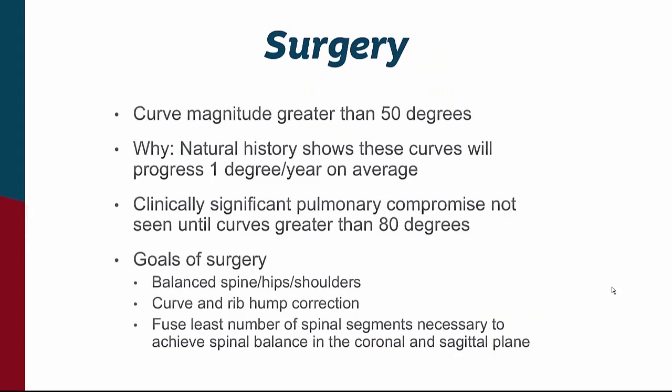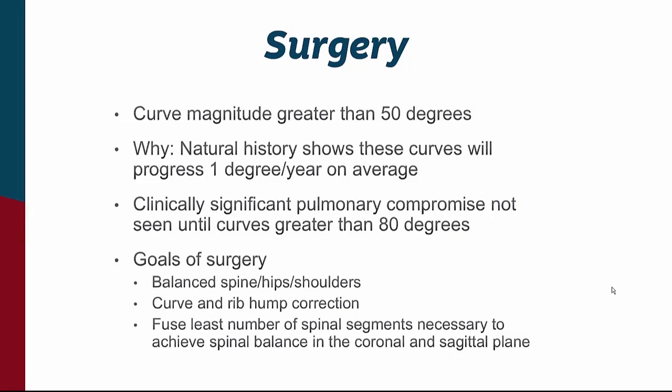Often when curves fail bracing or are identified later, they may require surgical intervention. So when curves are greater than 50 degrees in magnitude, often surgery is indicated. A lot of this stems from the earlier Weinstein paper showing that curves that are 50 degrees or larger, even at skeletal maturity, tend to progress 1 degree a year over decades. Often clinically significant cardiopulmonary compromise is not seen until curves are over 80 degrees in size.